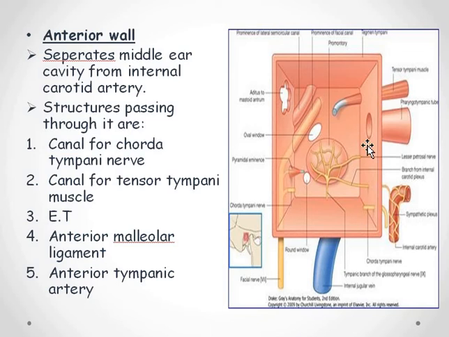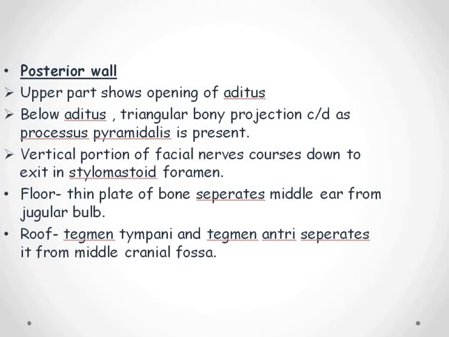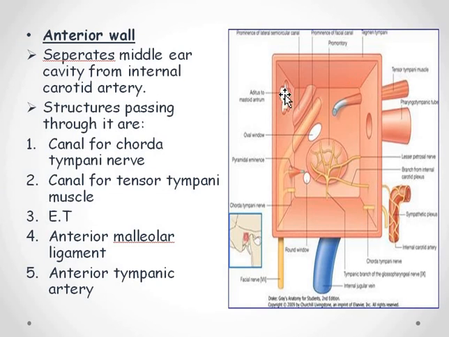So here is the Eustachian tube. You can see the anterior malleolar ligament also attaches, and the anterior tympanic artery. Now if we talk about the posterior wall, the upper part shows the opening of the aditus, and below the aditus there is a bony projection known as the pyramidal process. So this is the aditus, this is the pyramidal process. From here comes the stapedius muscle, attached to the stapes. What is the function? The same, the acoustic reflex. It dampens the loud sound.